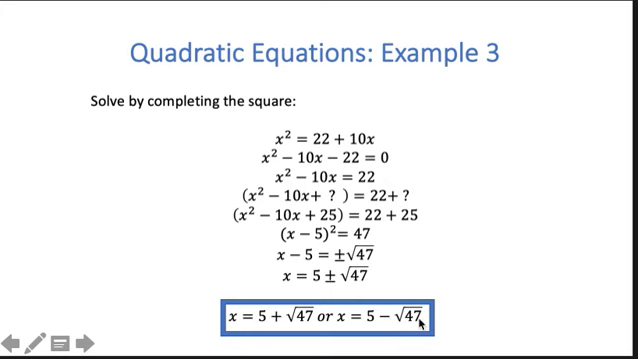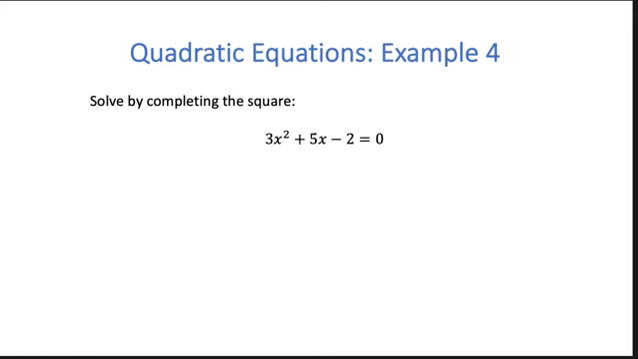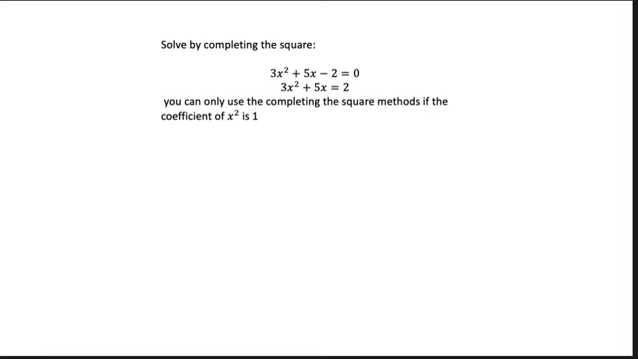All right, doing well. We got one last example in this screencast, and this is going to be a doozy. Solve by completing the square. Well, you can't complete the square here if you don't have a 1 as the coefficient. Okay, so we're going to solve this by completing the square. What I just said is that you can only use the completing the square method if the coefficient of x squared is 1, and it is not. So what we're going to need to do is factor out that 3.